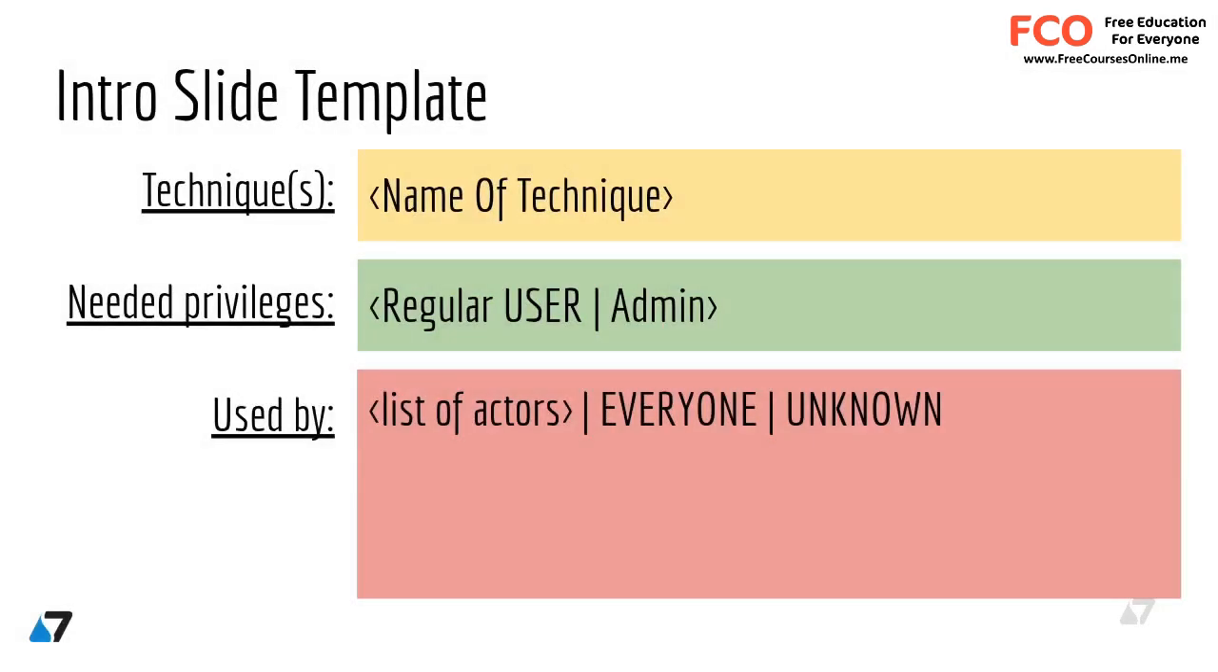So the used by section will contain threat actor names like APT28, CozyDuke, etc. Everyone means that the particular technique is very popular, okay? And unknown means that the technique is either not known or I haven't found too much information about the threat actors who use it. And here's an example.